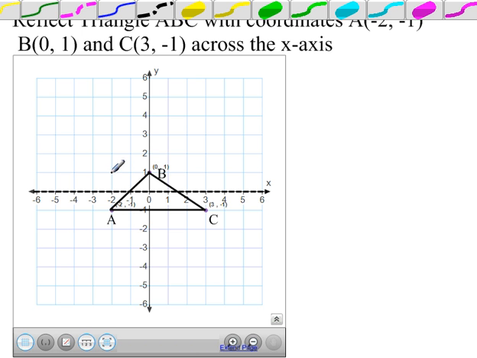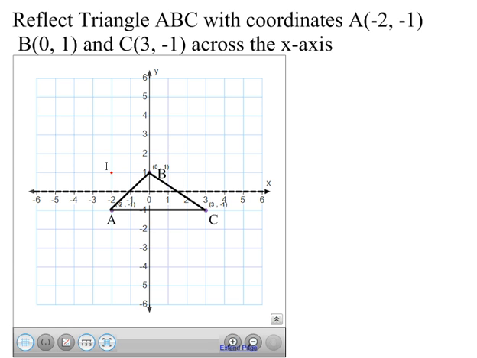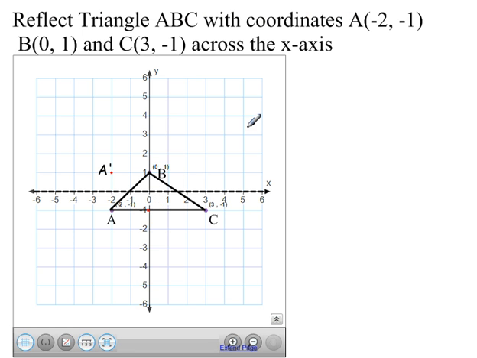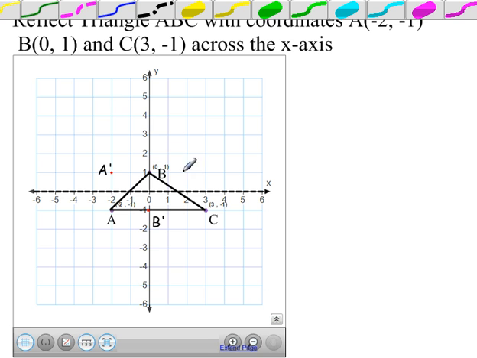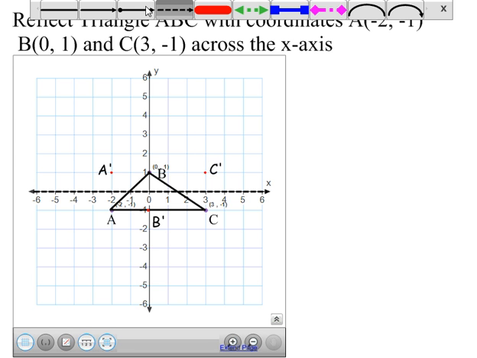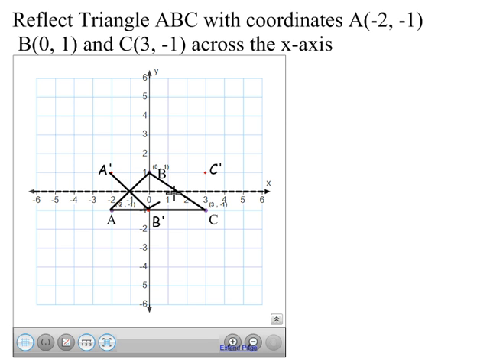So here's A, so A prime should be here. And B is one box away from the line of reflection, so I'll plot a point one box from the line of reflection on the other side, so B prime will be right over here. And C prime would be right over here. So here is what my reflected figure looks like. You'll notice that the figures are overlapping, and the reason why is because the figure is on the line of reflection. So here are my coordinates for A prime, B prime, and C prime.